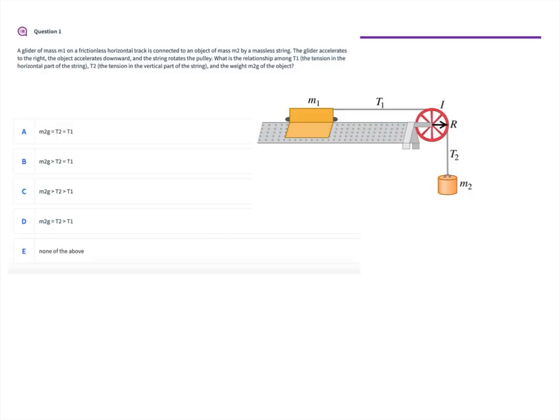All right, so here we have a glider on a frictionless horizontal track. It's connected to an object of mass m2 on a massless spring. The glider accelerates to the right, so here's our acceleration. This means also that the angular acceleration of the pulley is going to be in that sense. They want us to figure out what the relationship is among T1 and the tension T2.